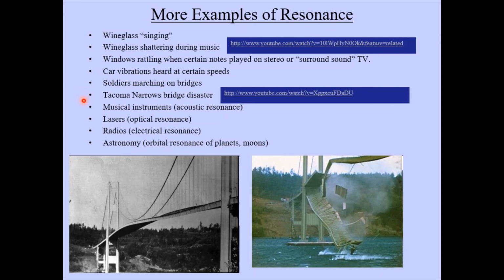There are lots of other important examples of resonance. For example, the whole idea of musical instruments is based on acoustic resonance, and this is something that we're going to explore in the next couple of chapters. Lasers: if you think of a laser pointer or an industrial laser that cuts metal, the whole idea of a laser is based on optical resonance. A radio, including the radio in your smartphone, which is basically a radio receiver and transmitter, relies on the phenomenon of electrical resonance.